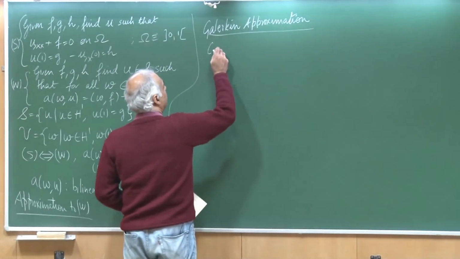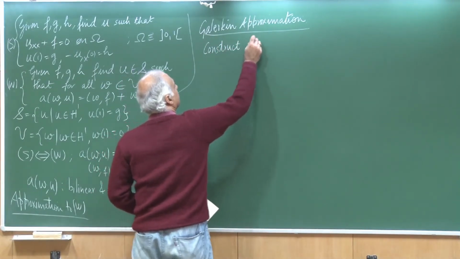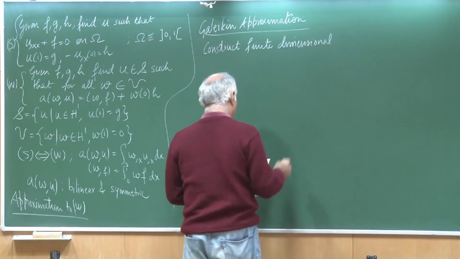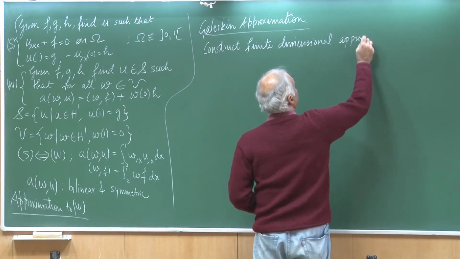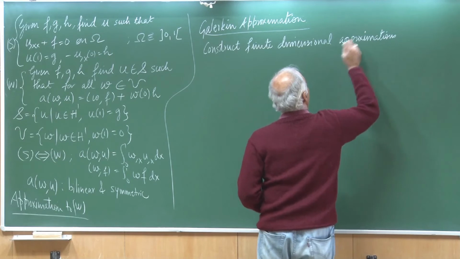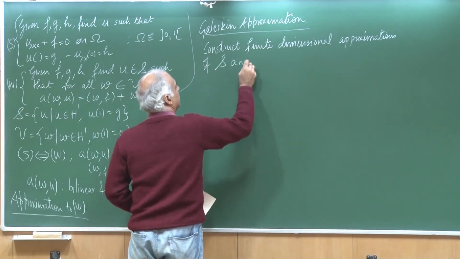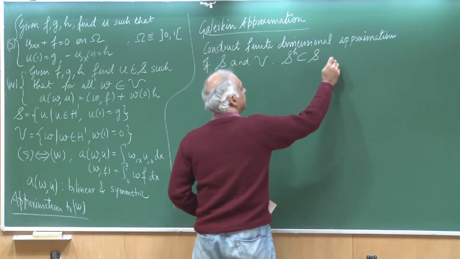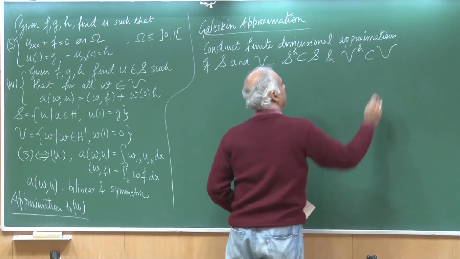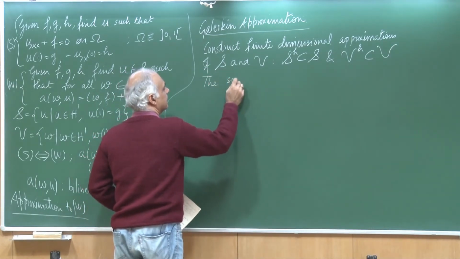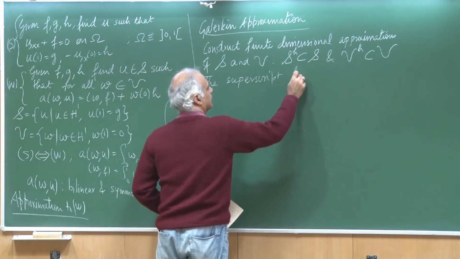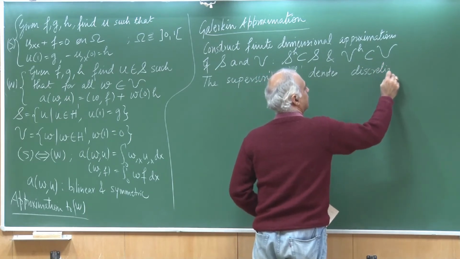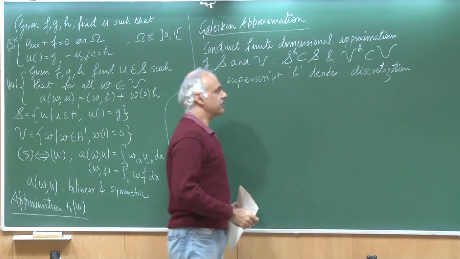So, we will first talk about finite dimensional space. So, we will construct finite dimensional approximations of S and V, and these are going to be S^h, which is a subset of S, and V^h, which is a subset of V. The superscript h denotes discretization, which is also similar to approximation.